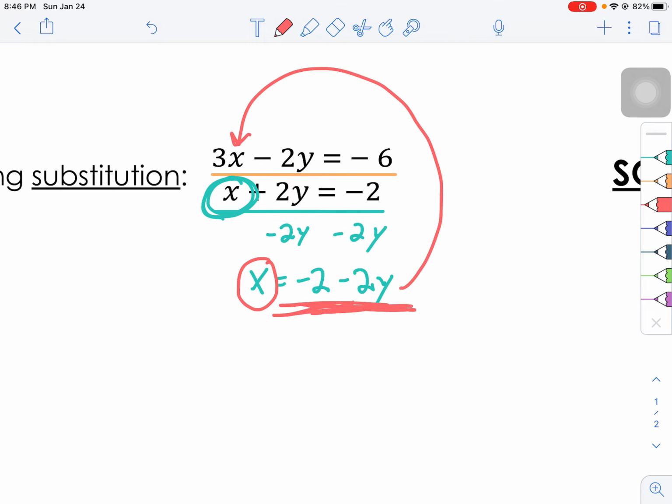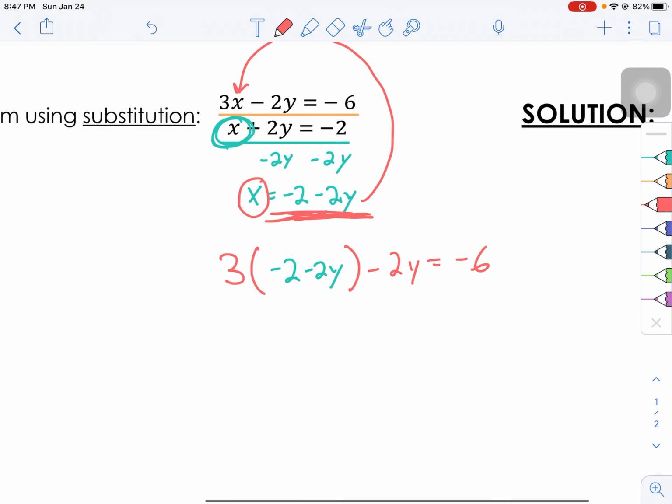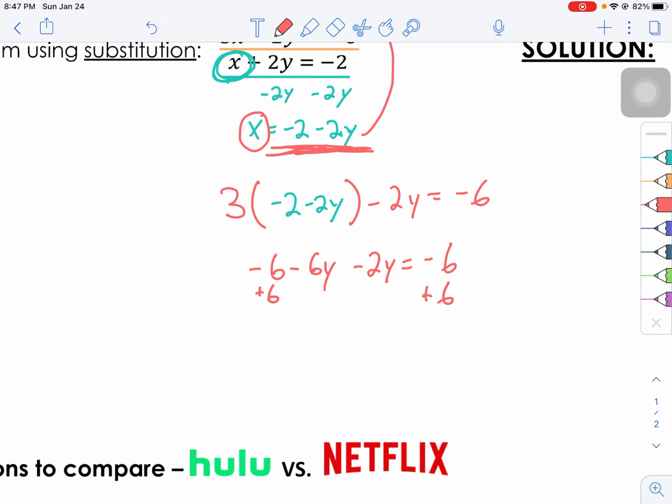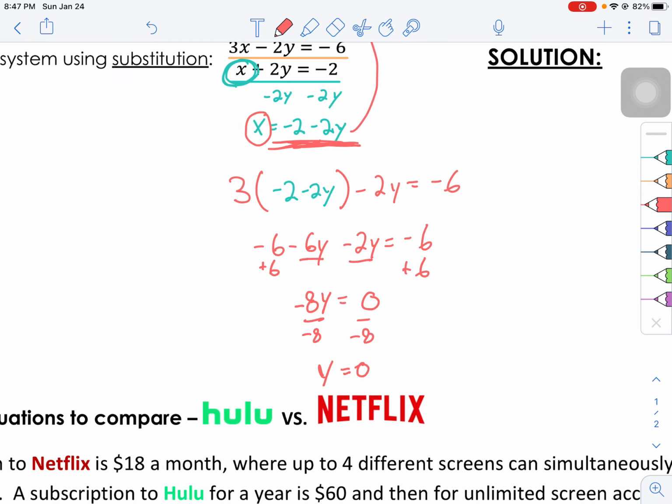Now we have this equation solved for x, which means we can take this equation and plug it in to where x is. So that's going to give us 3 multiplied by that -2 minus 2y, which is what x was, and then minus 2y is equal to -6. So now we go multiply through, we get -6 minus 6y minus 2y is equal to -6. Let's add that 6 to the other side. You get -6 minus 2 is -8y is equal to 0. Divide by -8, and you get y is equal to 0.